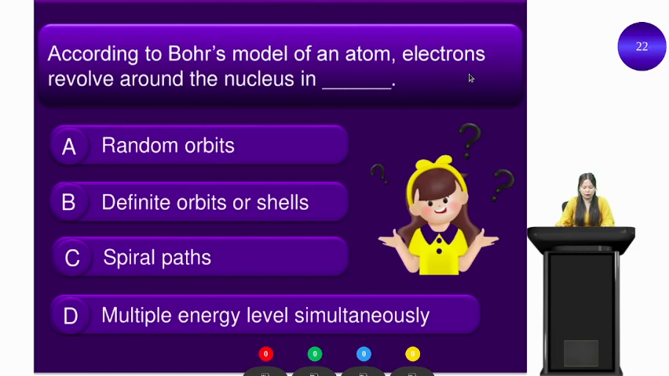According to Bohr's model of an atom, electrons revolve around the nucleus in option A, random orbits, option B, definite orbits or shells, option C, spiral paths, option D, multiple energy levels simultaneously. Alright students, your time is up, and yes, very good.